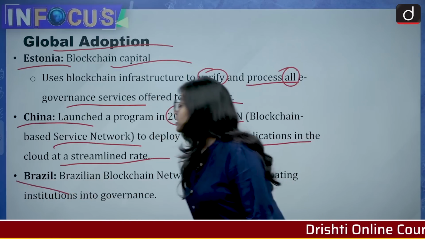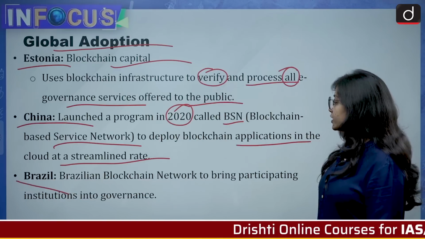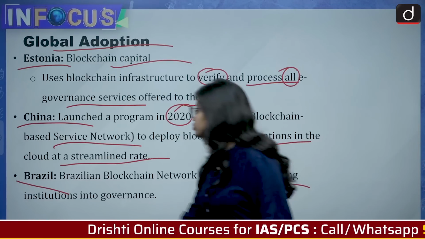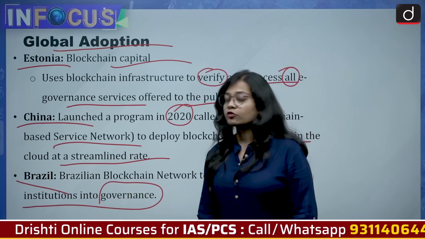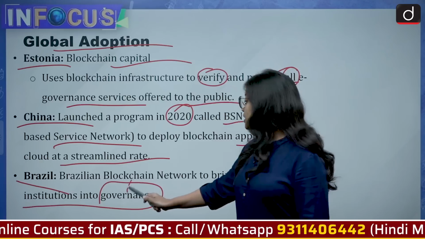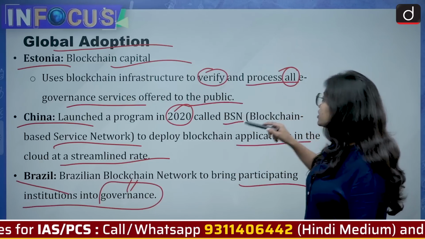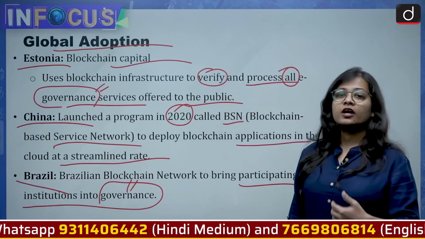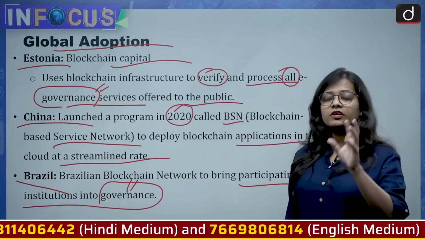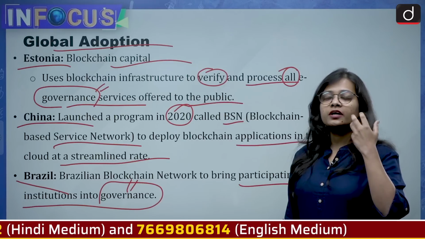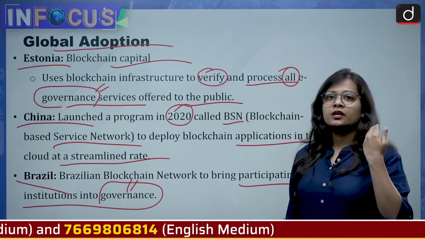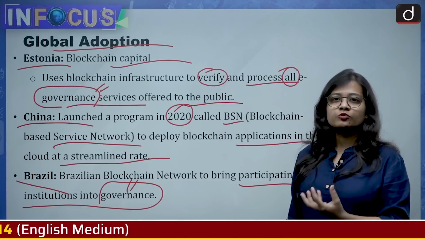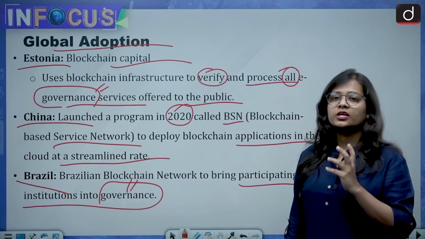Then comes Brazil. The Brazilian government recently launched the Brazilian Blockchain Network to bring participating institutions into governance. So if you see, the major word here is governance. Blockchain technology is also helping in improving the governance of a country or the governance of an institution. It is not necessary that things can be done only at the country level. It can be done at national, state, district, at any level. Even in a private company or an institution, governance can improve using blockchain technology.